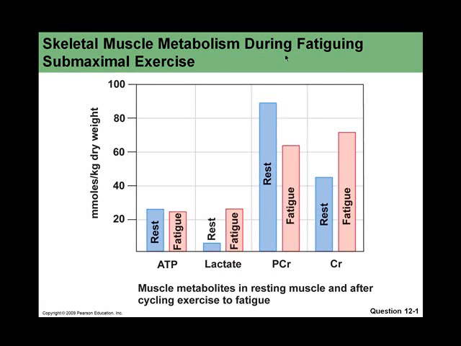So the skeletal muscle during fatiguing submaximal exercise is considered in this slide. On the x-axis, we see the muscle metabolites in the resting muscle and after cycling exercise to fatigue. We're seeing the ATP level, the lactate level, the phosphocreatine level, and the creatine level. And on the y-axis, we have nanomoles per kilogram of dry weight of skeletal muscle.